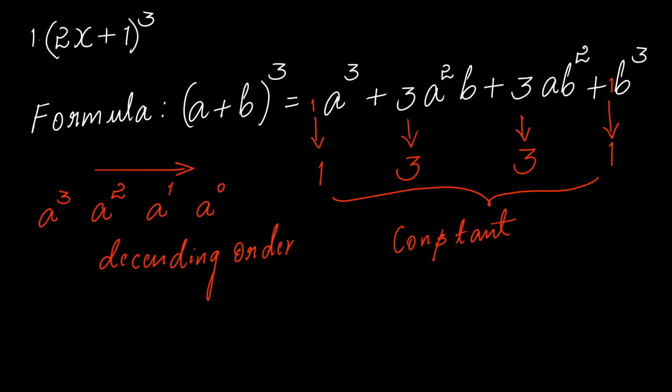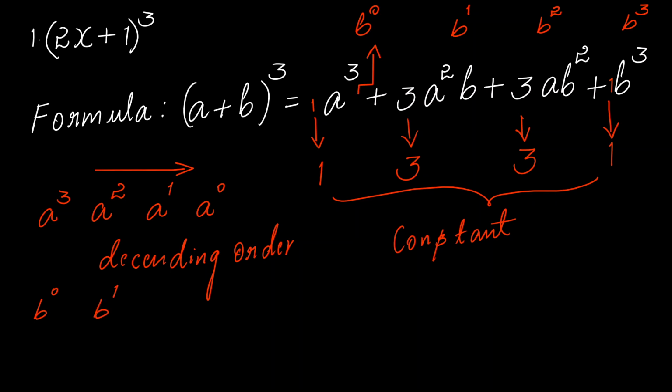Similarly, we have the powers of b. In the first term, we have b to the power 0, which is nothing. That's why I have not written b there. In the formula, we don't have b in the first term. In the second term, we have b to the power 1. In the next term, b to the power 2. And in the last term, b to the power 3. So the powers are in increasing, ascending order: 0, 1, 2, 3.